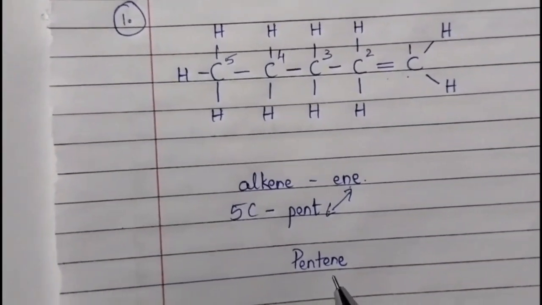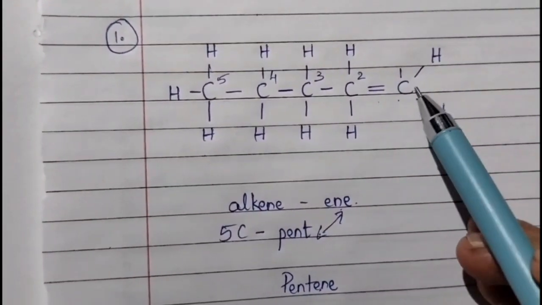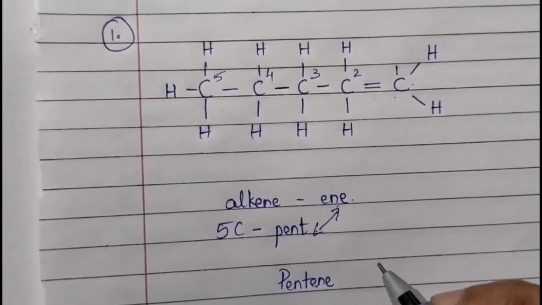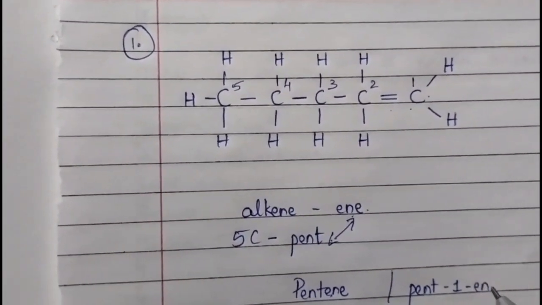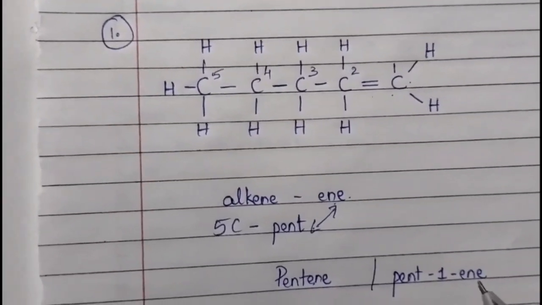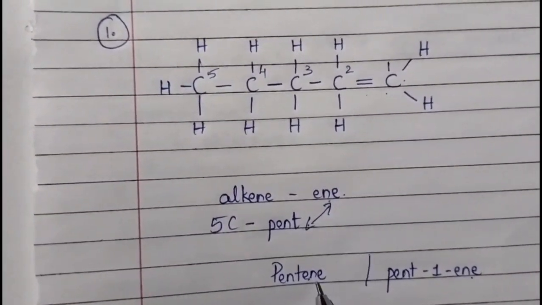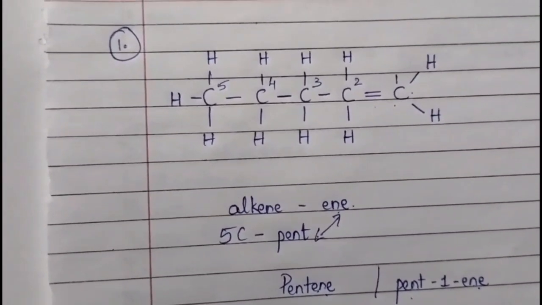You can write the name as pentene here because the double bond is present in the first position, or you can also write it as pent-1-ene. That means in the first position there is a double bond. So the name can either be written as pentene, or you can also write it as pent-1-ene.